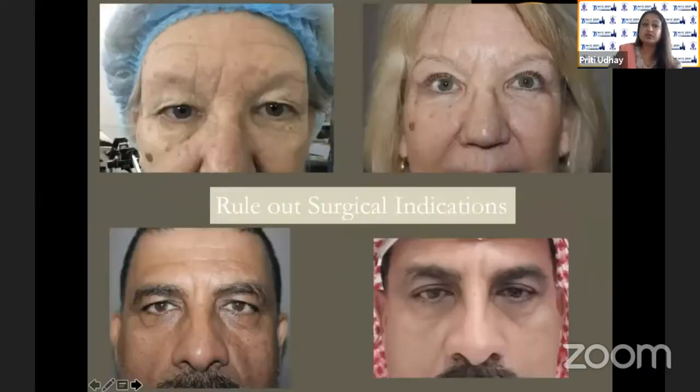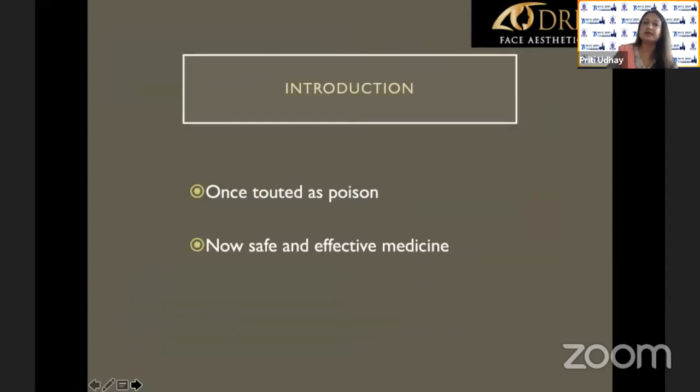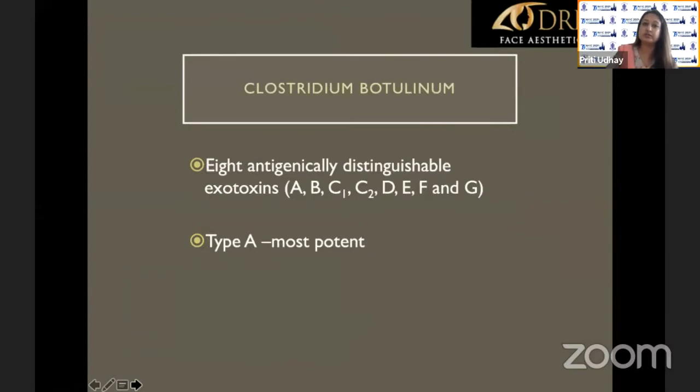Now, you must rule out surgical indications first. Like in these two patients, they have very thick eyelids. You cannot expect to lift the eyebrow so much with Botox or fillers and give them a good appearance without surgical correction. Now, coming to Botox per se, it has been there for years together. Since the 1970s, we have had Botox being used for strabismus and dystonias, and now it is widely used in aesthetic indications. It is produced from Clostridium botulinum, and the commonest exotoxin that is available is the type A toxin that we use.